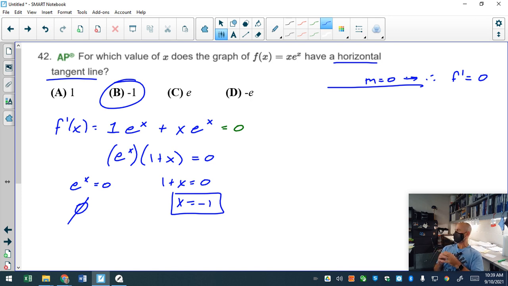You don't even know that yet. We're going to talk about that in more detail later. But places where the derivative equals 0 is a critical point.